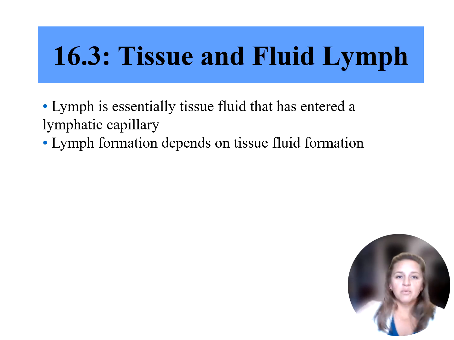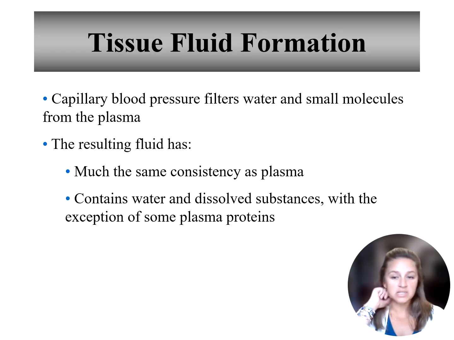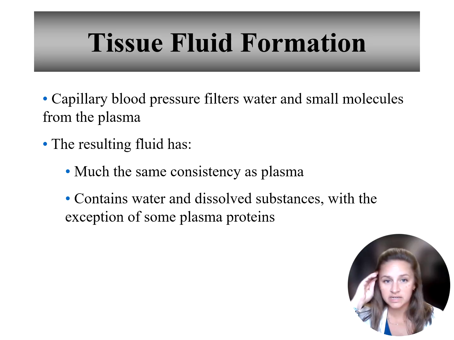So what is lymph? Lymph is essentially tissue fluid that has entered the lymphatic capillary. So lymph formation depends on tissue fluid formation. Remember when we talked about blood, and we had that picture where we took a sample of blood and spun it down and separated it. Most of it was blood plasma. So there's not a lot of difference between lymph and plasma. They carry small molecules, they have ions and electrolytes and waste and nutrients.